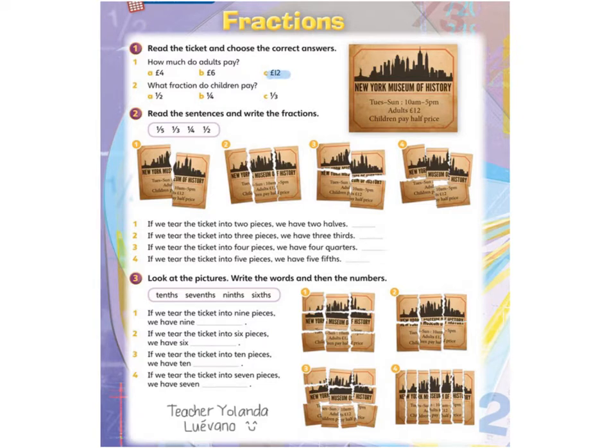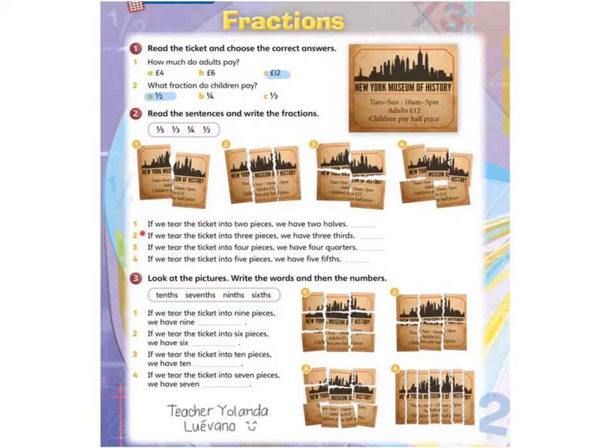Children pay half price. What is half? Half is dividing it by 2. So that would be 1/2 of a price. Read the sentences and write fractions. Which fractions are we going to use? We're going to use these fractions over here. We have 1/5, 1/3, 1/4, and a half.